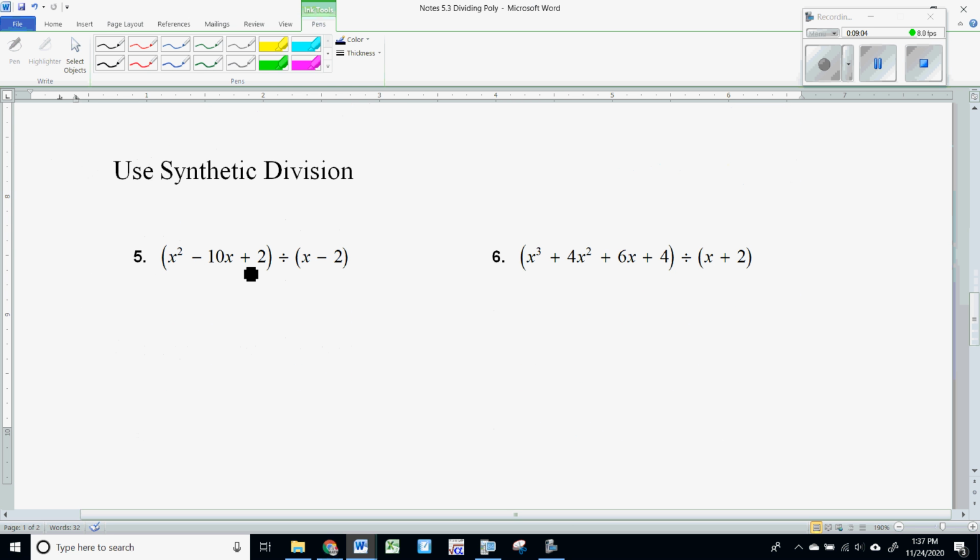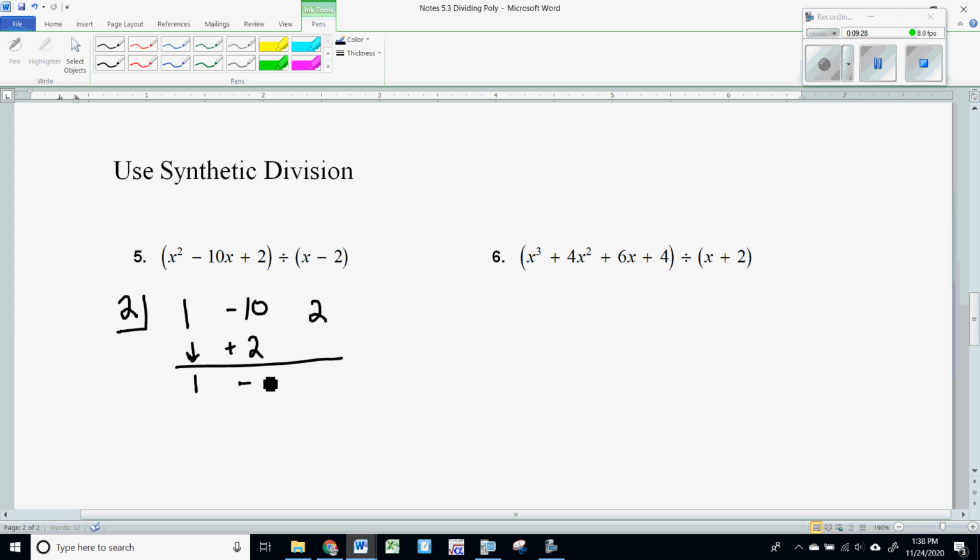Divide x squared minus 2x plus 2 by x minus 2. So first, what number goes in the box? 2. Write down our coefficients: 1, negative 10, 2. Drop the 1. Multiply. Negative 2 times 1 is 2. And then we add. Negative 10 and 2 is negative 8. Now we multiply. 2 times negative 8 is negative 16. You get 14. We started with an x squared, so we drop down 1, and we get 1x minus 8 with our remainder of negative 14.